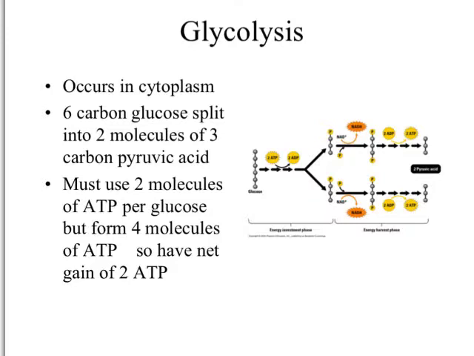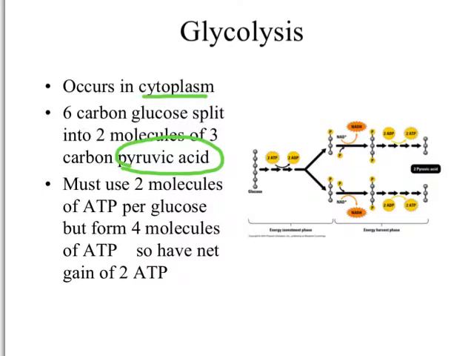We are going to first take a look at the first step, called glycolysis. Glycolysis occurs in the cytoplasm of the cell. In this step, we take our 6-carbon glucose molecule and split it into 2 smaller 3-carbon molecules called pyruvic acid.